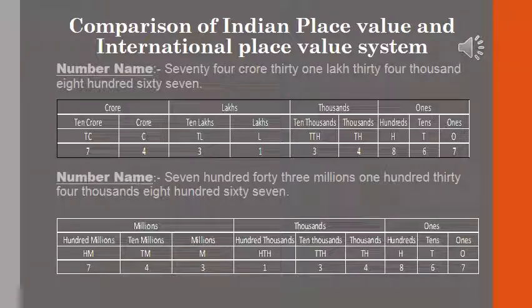So this shows that the number name will become 743 million 134,867. So just need to write down the number as 743,134,867. I hope you have understood the comparison between both the systems.